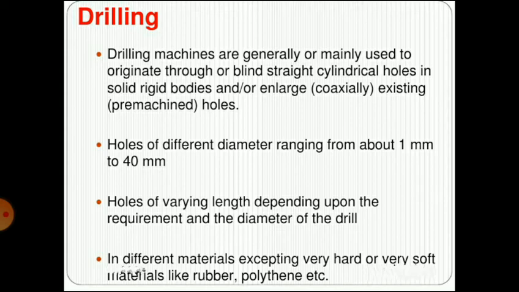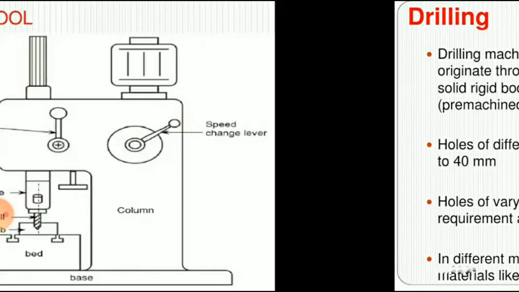So holes of different diameters, ranging from about 1 mm to 40 mm, you can produce. Holes of varying length, depending upon the requirement and the diameter of the drill. In different materials, excepting very hard or very soft materials like rubber and polythene, etc. So you can produce holes in different types of materials.